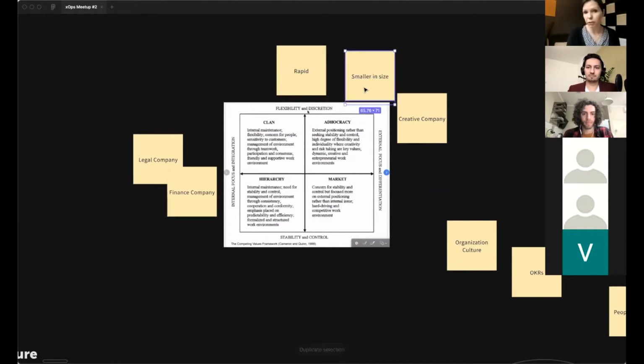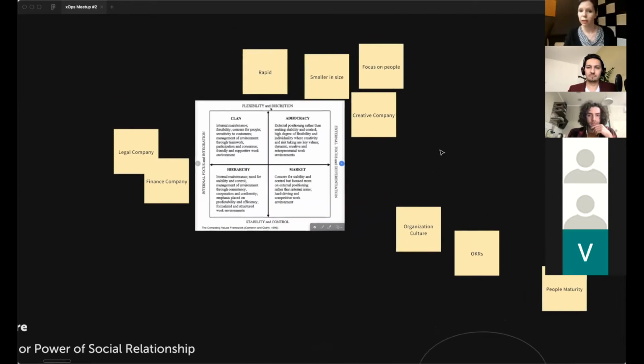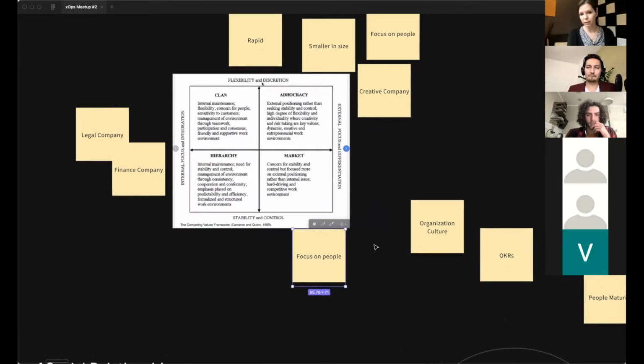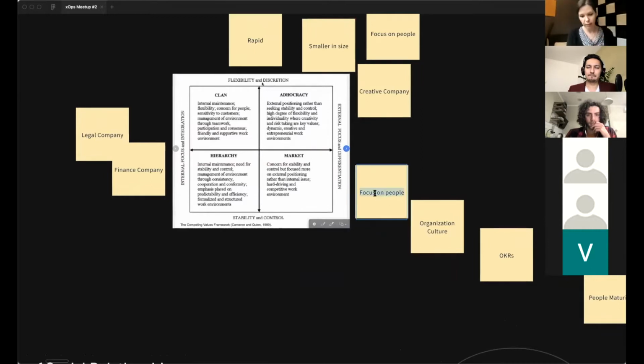The market-driven company, which is the last quadrant we haven't explored, is outward-looking. They're looking at the market, but they are also controlling. Those are all the companies that focus on marketing, sales, revenue. Those are the sales-driven companies, and it could be any sector.